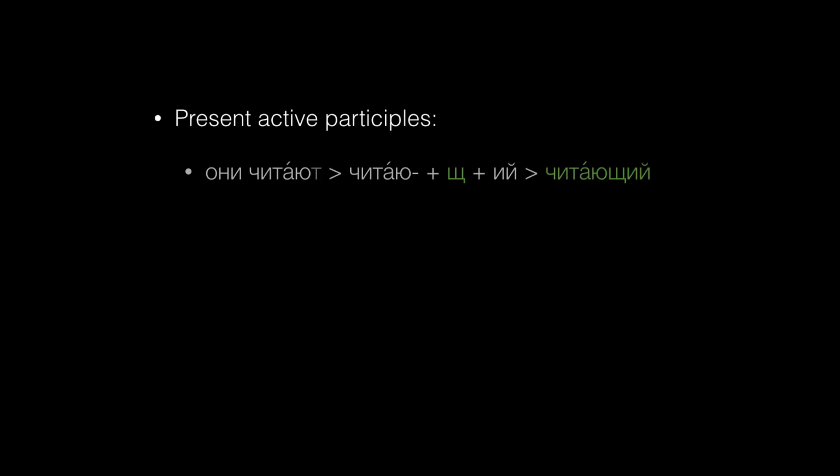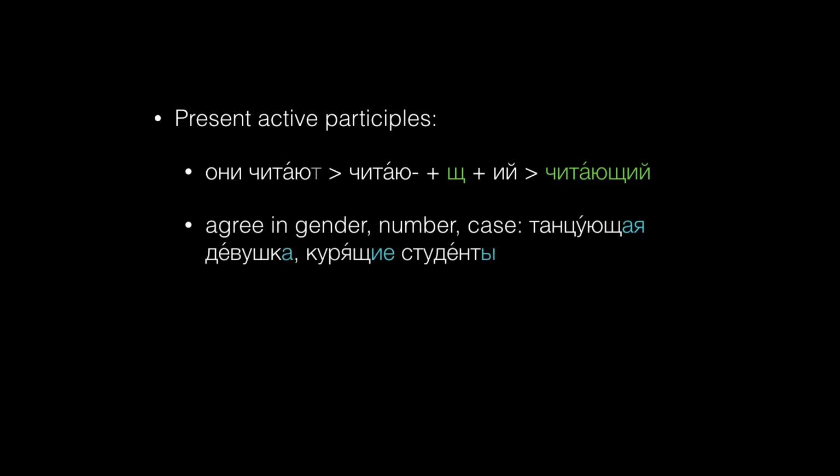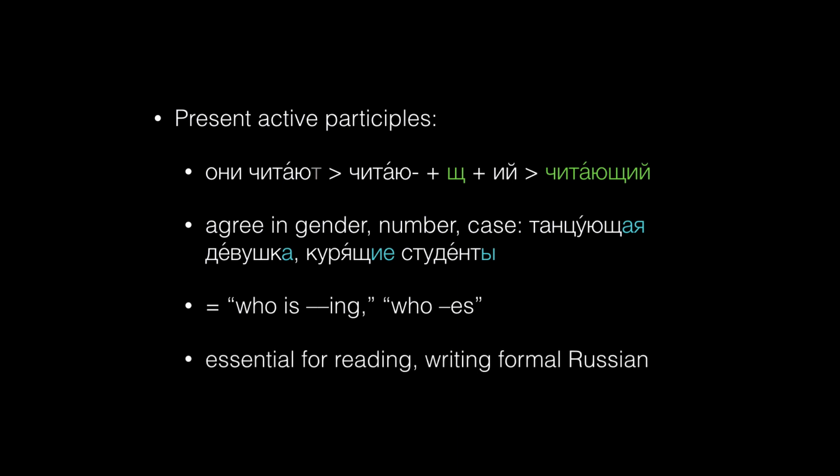Summing up, present active participles are formed from the они form of the present tense. Remove the final т, add щ, and an adjective ending. Like most other adjectives, they always agree in gender, number, and case with the nouns that they modify. They mean that someone or something is doing or does something in the present. You won't need participles too much for informal conversation, but for reading Russian, they really are essential.